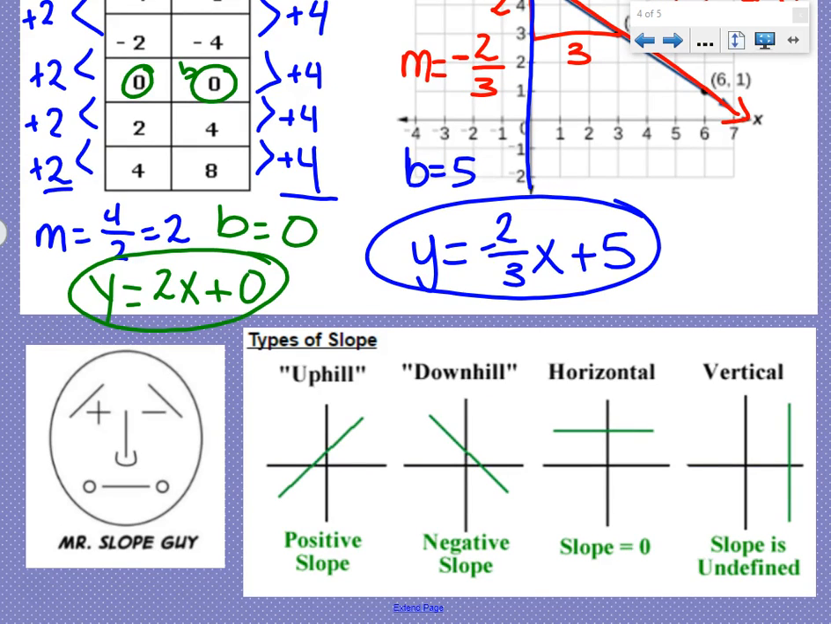A reminder for finding types of slope. We have uphill slope, which is a positive slope, so going up the mountain. Downhill, which is negative, you're going down the mountain. Horizontal lines have a slope of 0, and vertical lines have an undefined slope. I like Mr. Slope Guy for this because positive slope, you're going up the mountain. Negative slope, you're going down the mountain. When you have a vertical line, the nose right here, that U, is telling you it's undefined. And when you have a horizontal line, we've got zeros on either side. So it's a nice reminder of how to determine the type of slope we have.